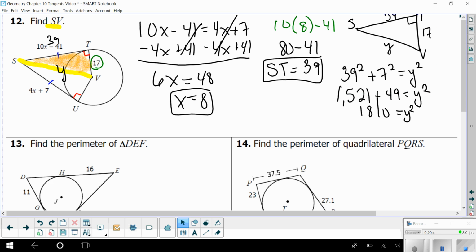So then I take the square root, I get Y equals 42.5 for my Y.